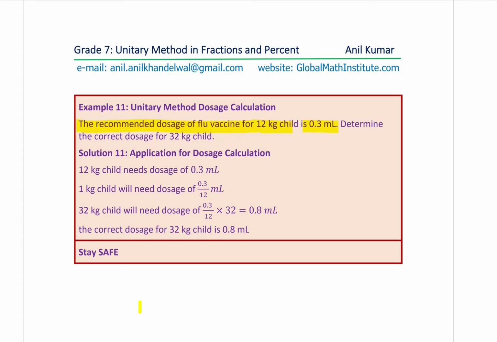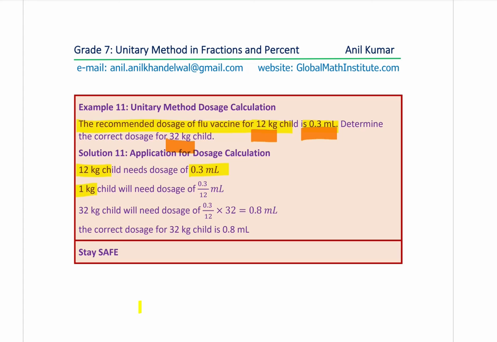So always on the vaccines, you have amount per weight mass. So for a 12 kg child, 0.3 ml is required. The question here is, determine the correct dosage for a 32 kg child. Correct? That is what is required. So we'll keep kg on one side and the dosage on the other side. And we'll apply the unitary method. What are we given? A 12 kg child needs 0.3 ml.